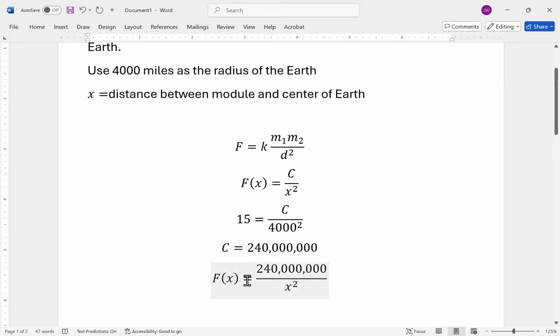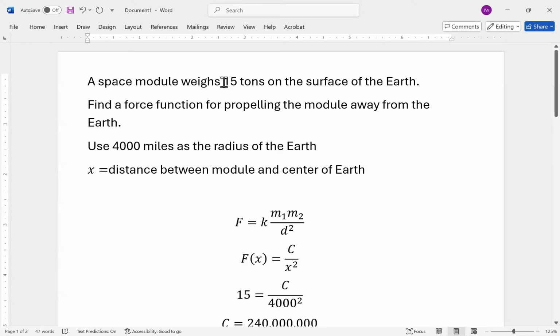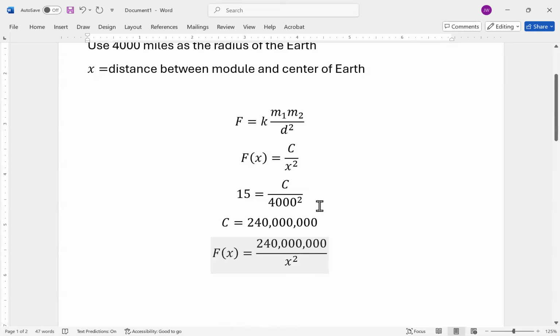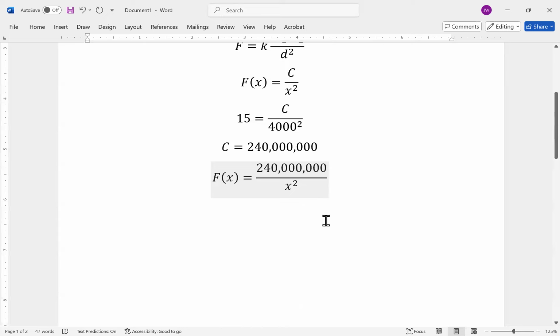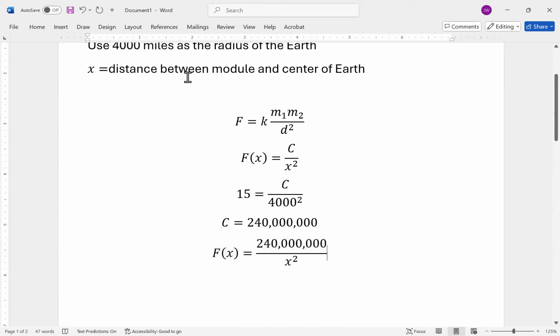I got that by saying the force of 15 tons is what we experience when we're 4,000 miles from the radius of the Earth. I say we, I just mean the space module. And so that gives me this constant, where x is, again, the distance between the module and the center of the Earth.